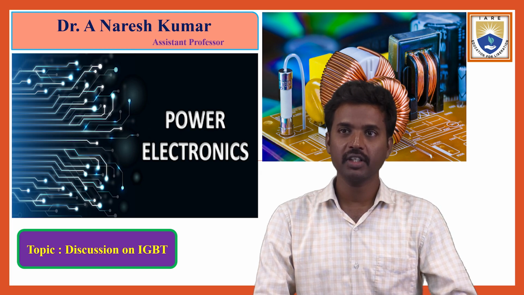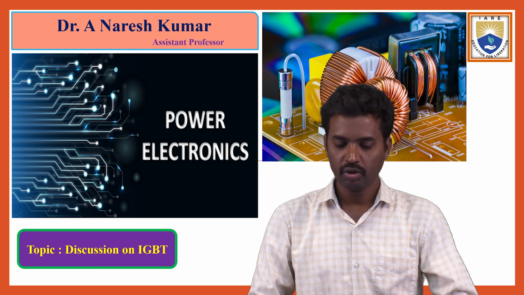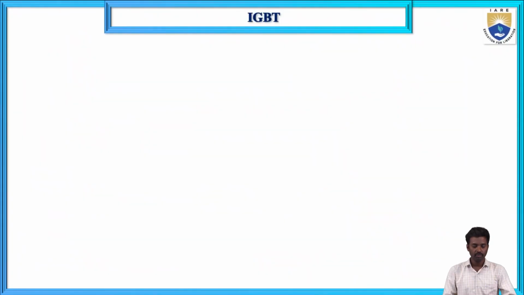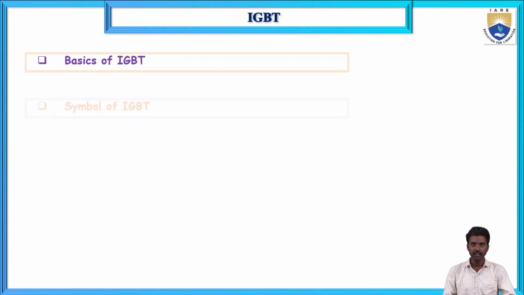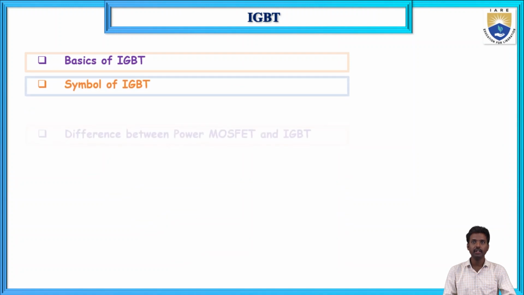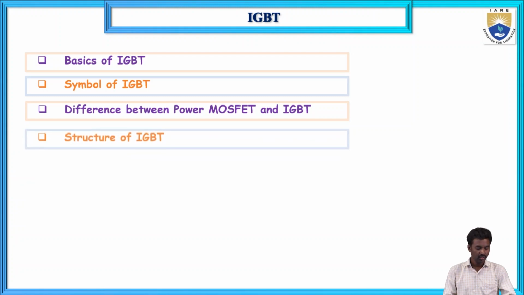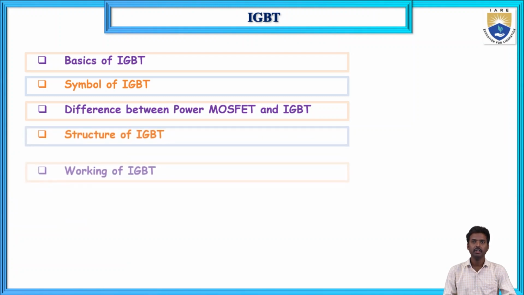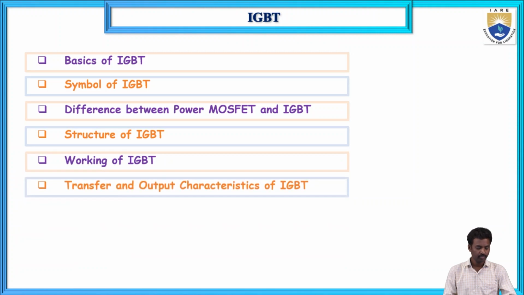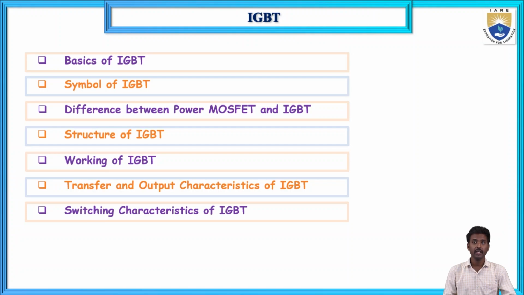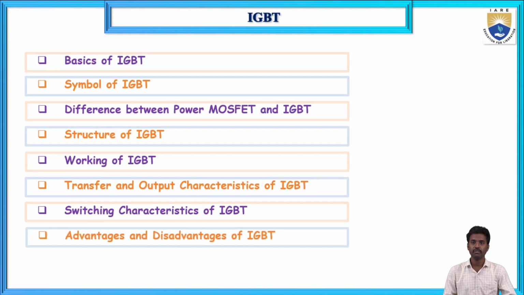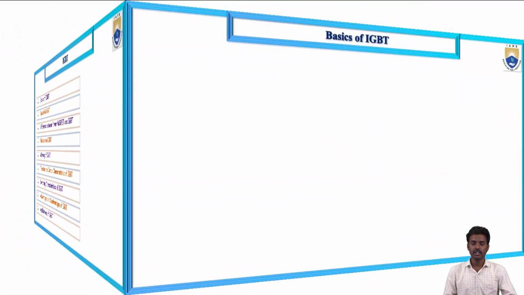Today we are going to have a discussion on IGBT. First I will explain the basics of IGBT. Next is the symbol of IGBT, the difference between power MOSFET and IGBT, structure of IGBT, working of IGBT, transfer and output characteristics of IGBT, switching characteristics of IGBT, advantages of IGBT, disadvantages of IGBT, and last, applications of IGBT.